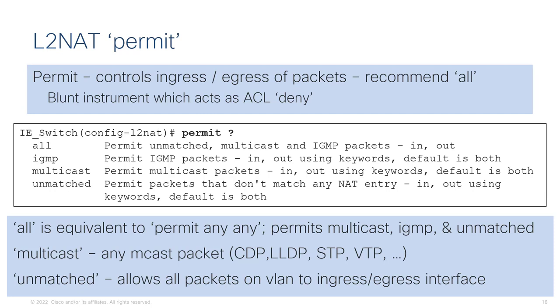And so you can see the permit, mostly what we're talking about when it comes to powerful, we're talking about the unmatched portion. So if you don't have permit all or permit unmatched specifically, then it must have an IPv4 translation rule on the VLAN in order to be permitted. If it does not, it is dropped. Okay, so it's a pretty strong deny statement if you don't have unmatched.